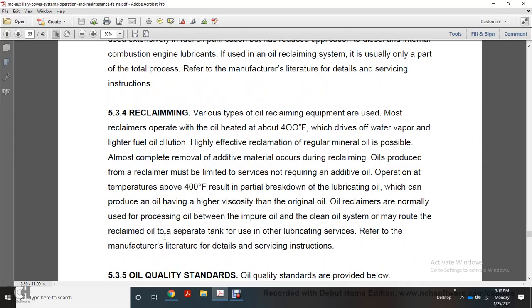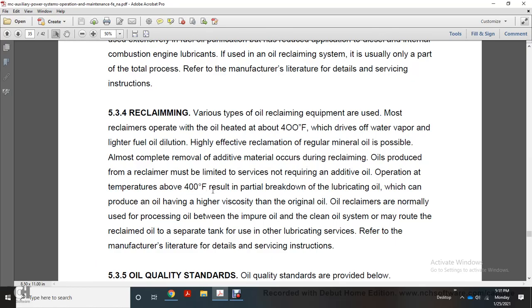534, reclaiming. Various types of reclaiming equipment are used. The reclaimer operates with an overheat valve at 400 degrees, which drives off water vapor and the lighter fuel oil dilution. However, recombination of regular mineral oil is possible after complete removal of the additive material that occurs during reclaiming. The oil produced from a reclaimer must be limited. The stripped oil does not require an additive.